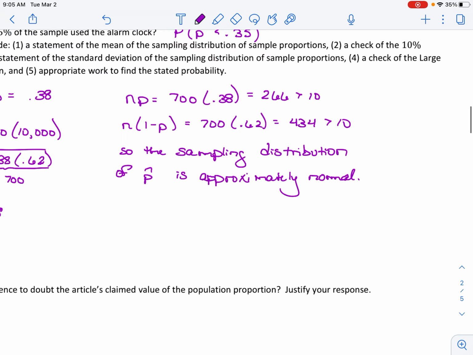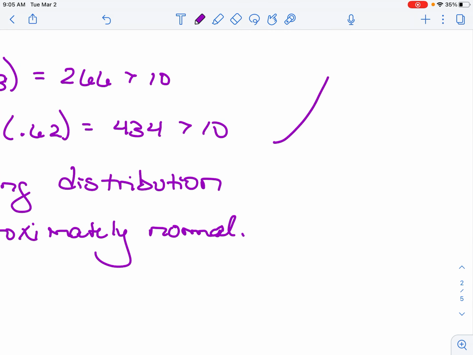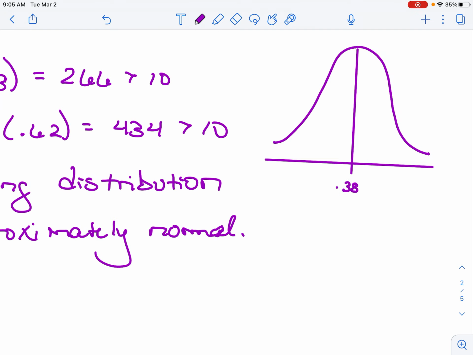Which means I can draw myself a normal distribution to use. So I'm going to attempt to make that bell curve. In the middle, I'll put the mean, my population proportion. The typical distance from any p hat to that population parameter is about 0.018, we said. And again, these are p hat values. So these are the proportion who use the alarm clock.